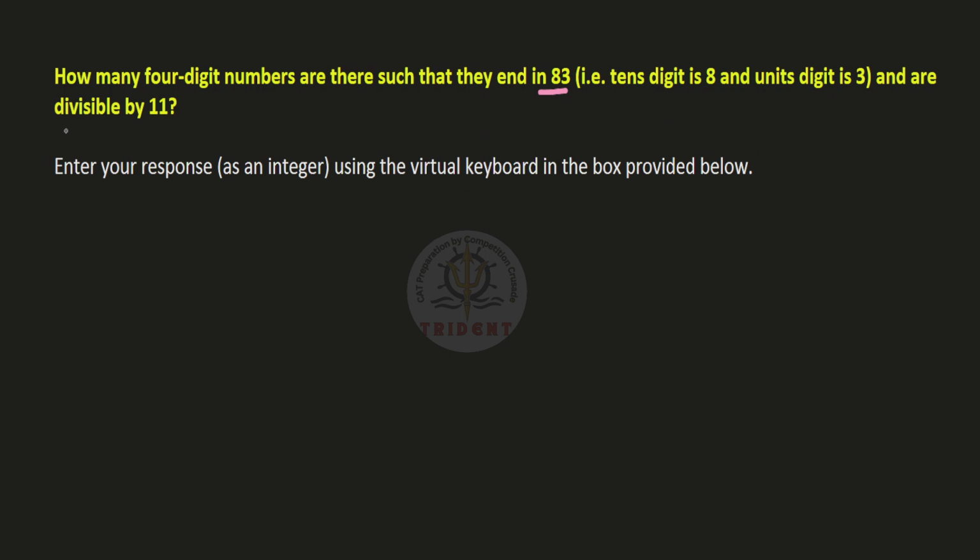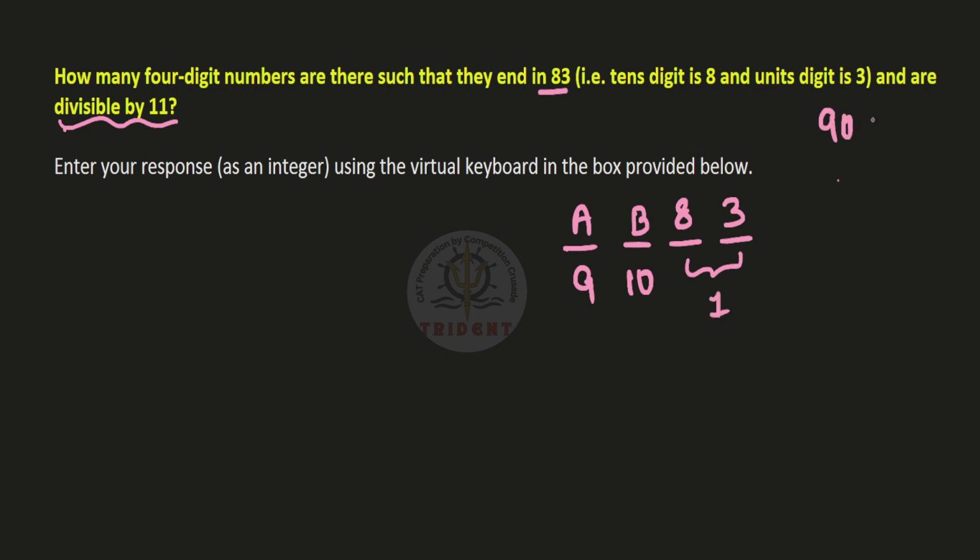First of all, I would like to ask you how many such numbers are there in all. So suppose a number of that sort is of the form AB83. This A position can be filled by 9 numbers, and if I assume that repetition is allowed, B can be filled in 10 ways. And obviously for these two there is only one way. So in all, a total of 90 such numbers are possible.